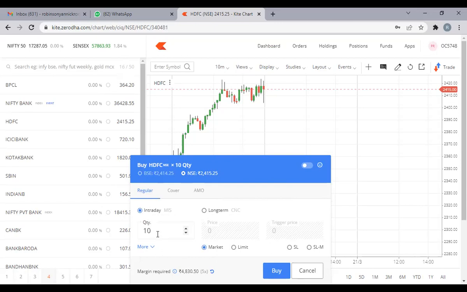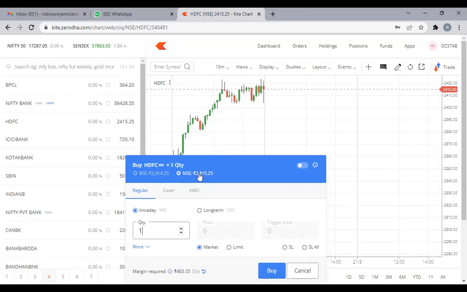Listen to me. For example, in the morning at 9 o'clock, if I go for intraday and purchase with 483 rupees, during that time the share value is 2,415. Suppose for intraday I go for only one share worth 483. At the end of the day, exactly at 3 o'clock, suppose the share value becomes 2,800. Then for my investment of 483, how much profit will I get?